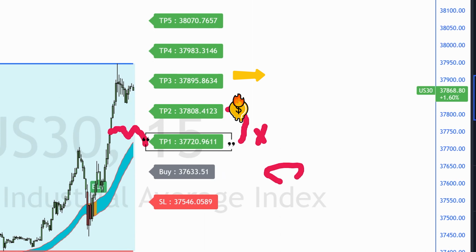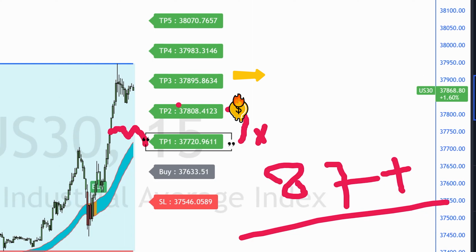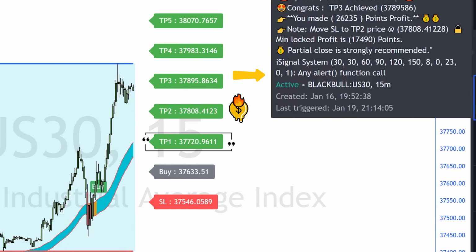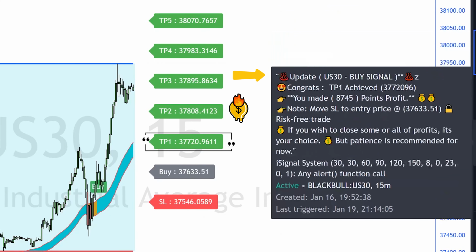At least you have 87 points profit locked. So it will hit your stop loss now at 87 points profit, which is really good. Okay, let's see what happened here. It sends you another alert. That's Friday night, guys. See, all the time. It depends on your time, of course.